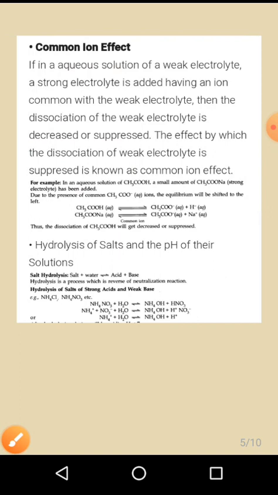Next one, common ion effect. If in an aqueous solution of a weak electrolyte, a strong electrolyte is added having an ion common with the weak electrolyte, then the dissociation of the weak electrolyte is decreased or suppressed. The effect by which the dissociation of a weak electrolyte is suppressed is known as the common ion effect. For example, in an aqueous solution of CH3COOH, a small amount of CH3COONa has been added.